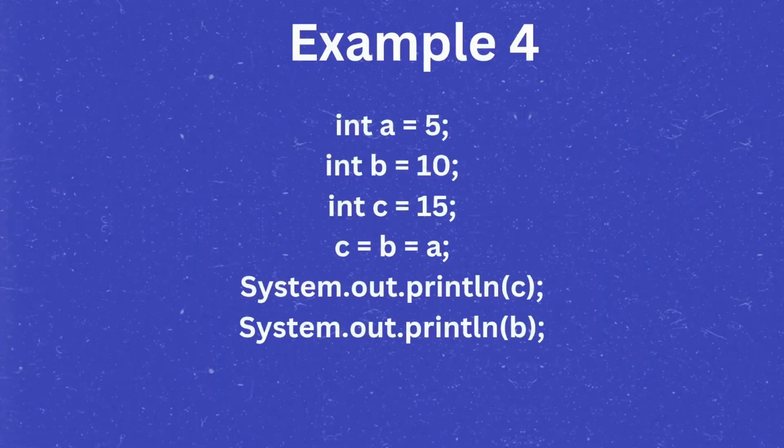Now let's take the last example. In this we have int a equal to 5, int b equal to 10, int c equal to 15, and the expression is c equal to b equal to a. Now in this case, tell me what will be the output?